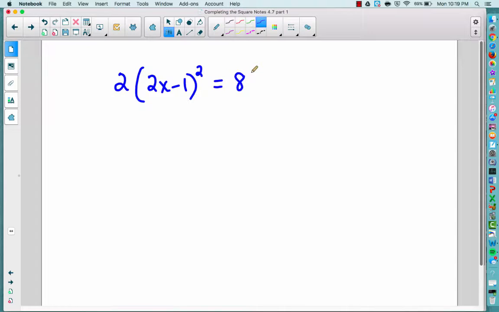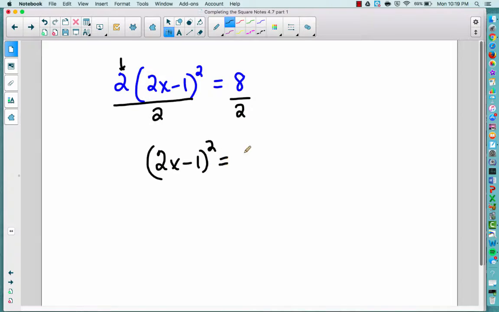So let's practice. If I want to solve this equation by using the square root method, the first thing I have to do is get rid of that 2. He's being multiplied, so I'm going to divide both sides by 2. So I get 2x minus 1 quantity squared equals 4. All right, now it's square root ready.